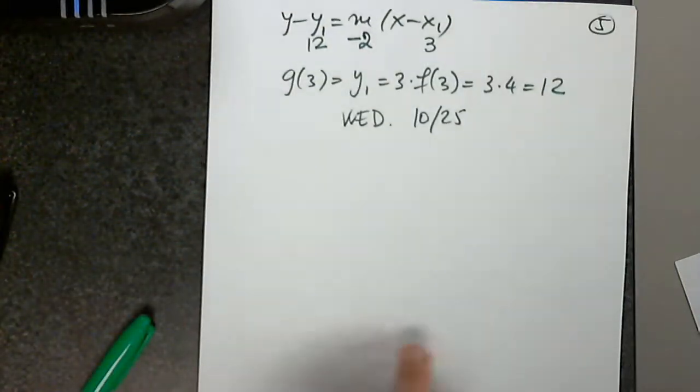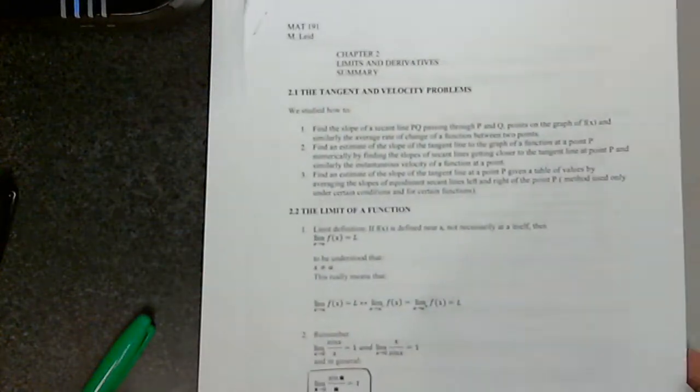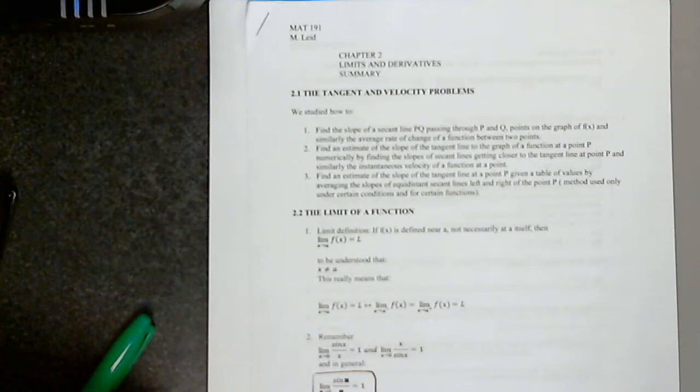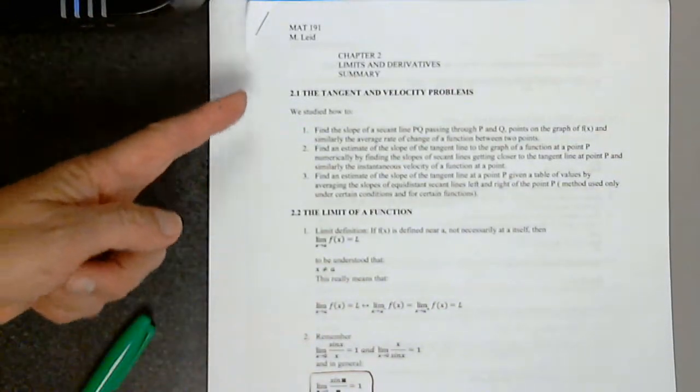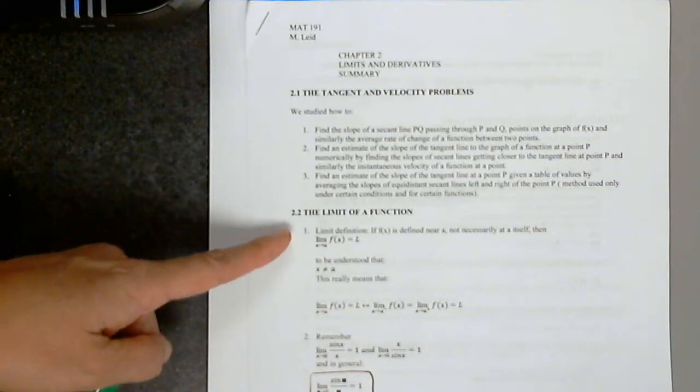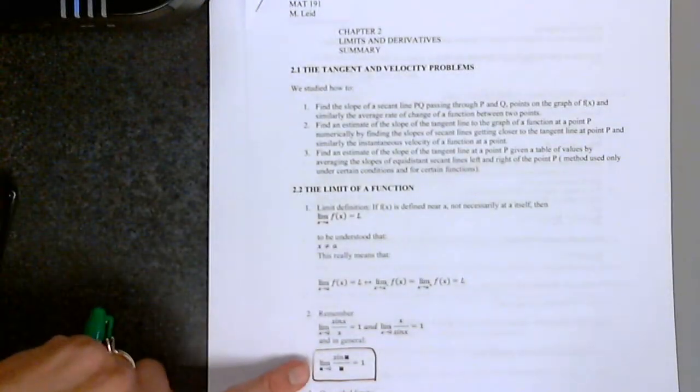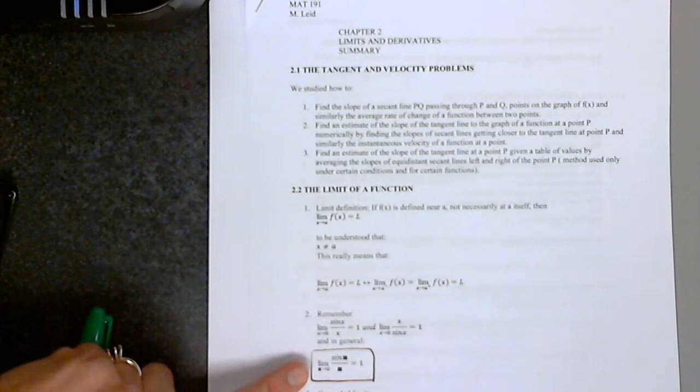So let's go back to, I know I just want to embed this in your bloodstream. So I want you to choose a topic to discuss for 3 minutes from chapter 2. It's the only way, it's just repetition. So we talked about the tangent and velocity problems, the limit of a function, in which we said we're going to prove this soon. We only proved it with a graph.